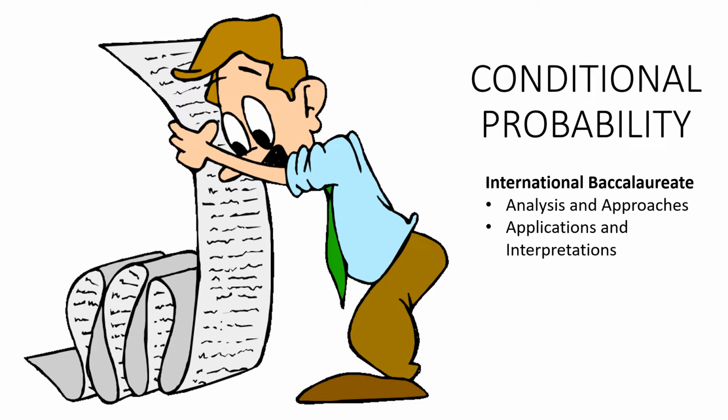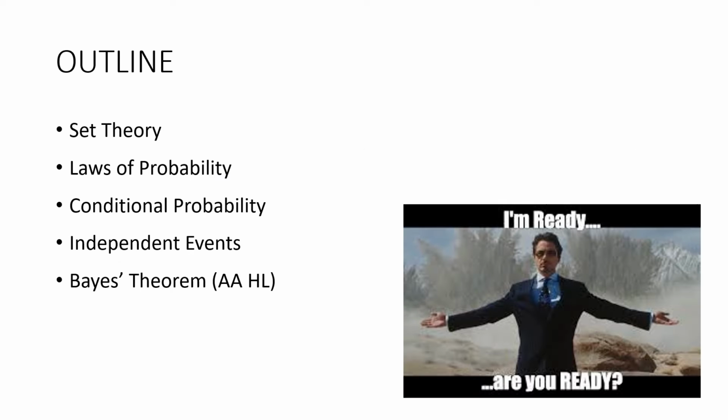Hi Year 11. This is the third lesson for the topic of probability, and it's for the International Baccalaureate courses Analysis and Approaches and Applications and Interpretations. And in this lesson we're going to cover conditional probability.